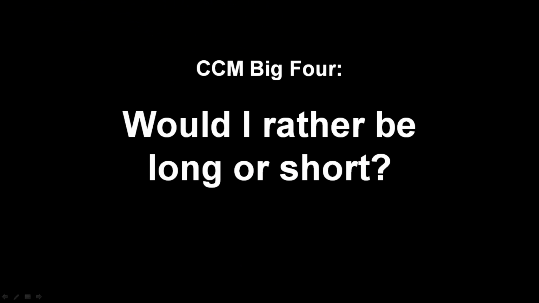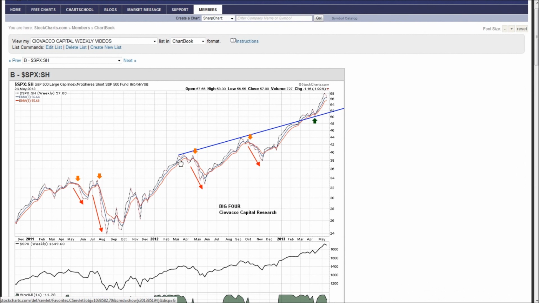One of the charts in the CCM Big Four helps us answer the logical and relevant question, would I rather be long or short? To answer that question, the model uses a weekly chart of longs versus shorts. Consolidation period, correction. Consolidation, correction. The game plan's the same as the previous chart. This is what bullish looks like. This is what bearish looks like. This is what bullish looks like. Bearish, bullish, bearish.